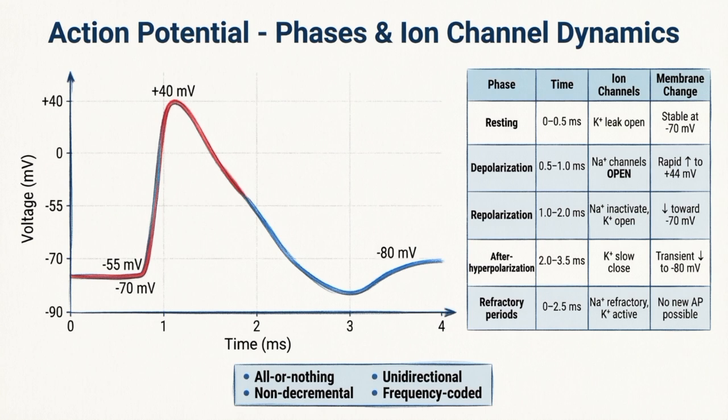Key properties. 1. All or nothing. 2. Non-decremental. The signal does not weaken. 3. Unidirectional. 4. Frequency coded. Information is encoded in the rate of action potentials.